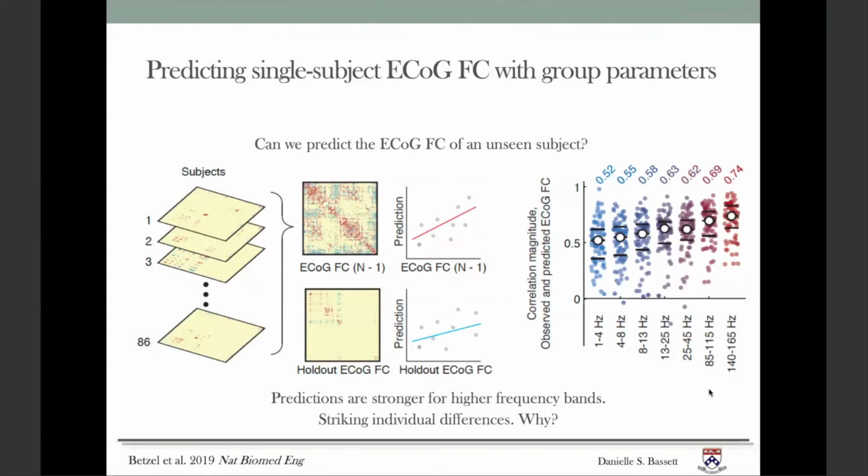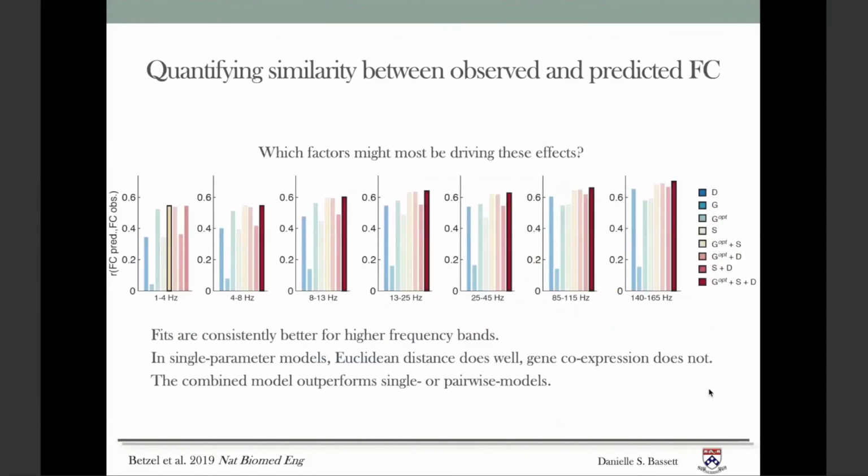So what I'm showing you here on the right-hand side is the correlation magnitude between the observed and predicted electrocorticography functional connectivity, again for all different frequency bands, and every data point here is for leaving one subject out. So I think that there are two observations that we can make from this data, which is that in general, we seem to be doing better at predicting the left out subject as we go to higher frequency bands, and we do significantly worse in the lower frequency bands. That overall trend is consistent with what we saw when we just used the entire data set here, right?